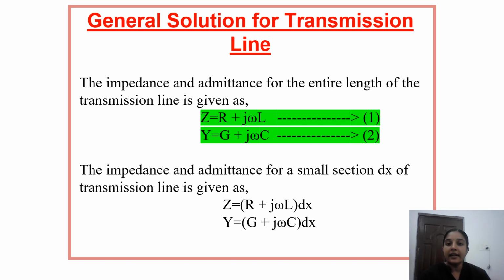So considering the entire length of the transmission line is very difficult. So we'll be finding out the parameters for a small portion of the transmission line. Since only this small portion is considered, equations 1 and 2 can be rewritten as Z is equal to (R plus j omega L) dx, and Y is equal to (G plus j omega C) dx, where dx represents the smaller portion of the transmission line.